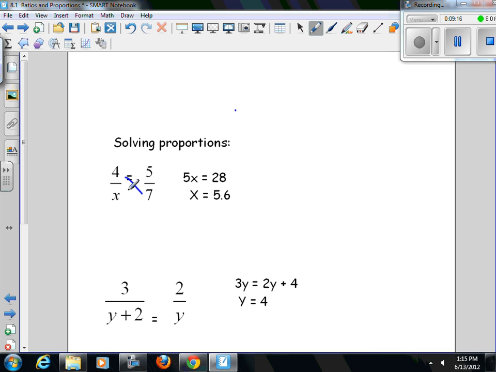So, we go to solve this proportion. What do we do? We cross multiply. So we're going to multiply the extremes together, 4 times 7. Then we multiply the means together, 5 times x. And it really doesn't matter which one you do first. Okay? Well, this is how we get this answer. 4 times 7 is 28. 5 times x is 5x. Then dividing each side by 5, you get x is equal to 5.6.